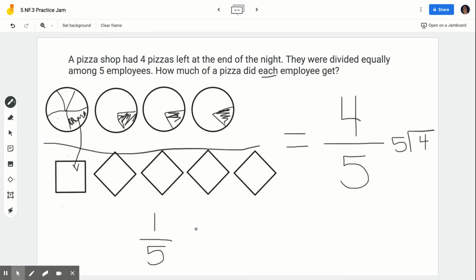So that means 1/5 times 4. We could check our answer using the inverse operation. 1 times 4 is 4, and 5 times 1 is 5. So the answer is each employee gets 4/5 of each pizza. And it really is that easy.